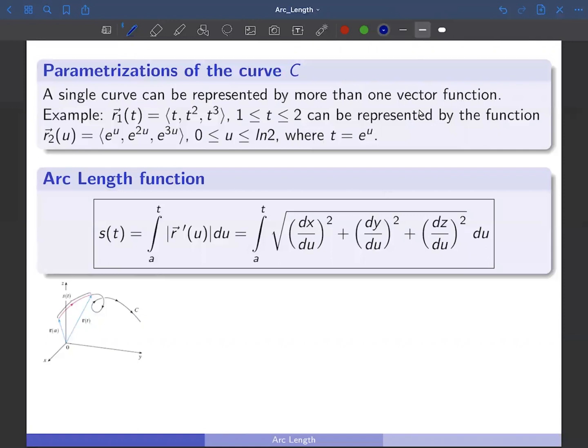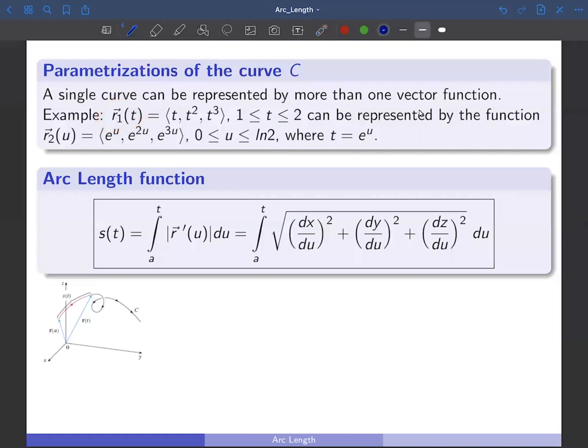And then if we use a different parameterization, for example, if we set t equal to e to the u, where u is another parameter, then the vector function r2 of u that is equal to the vector with components e to the u, e to the 2u, and e to the 3u, where 0 is less or equal to u less or equal to the natural log of 2, represents the same curve that is represented by the vector function r1 of t.